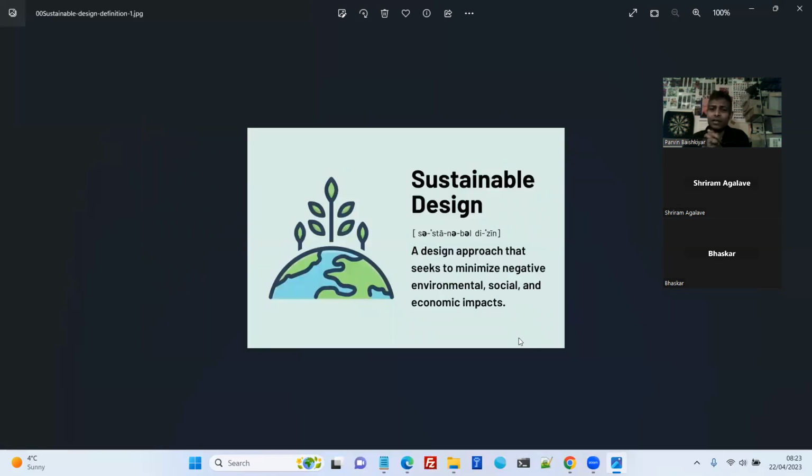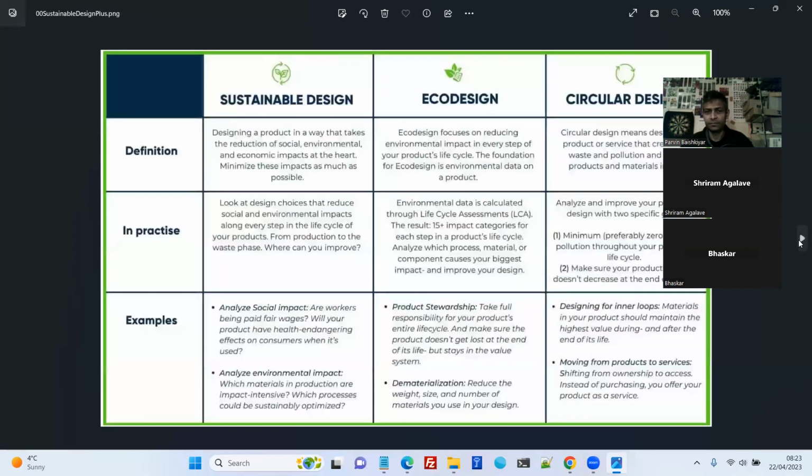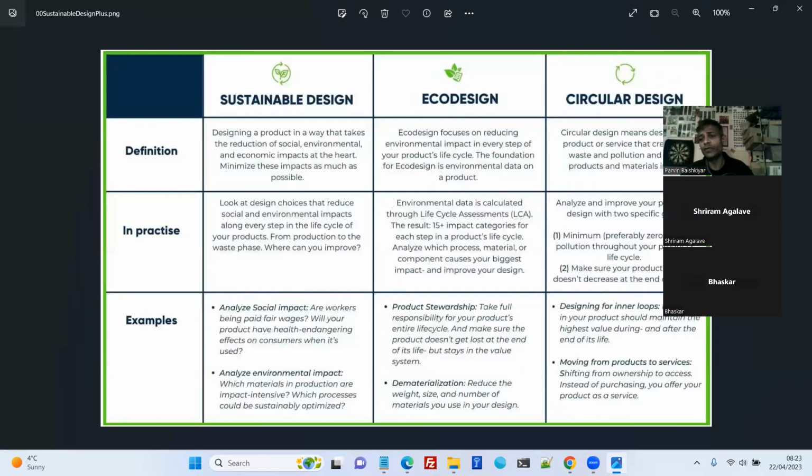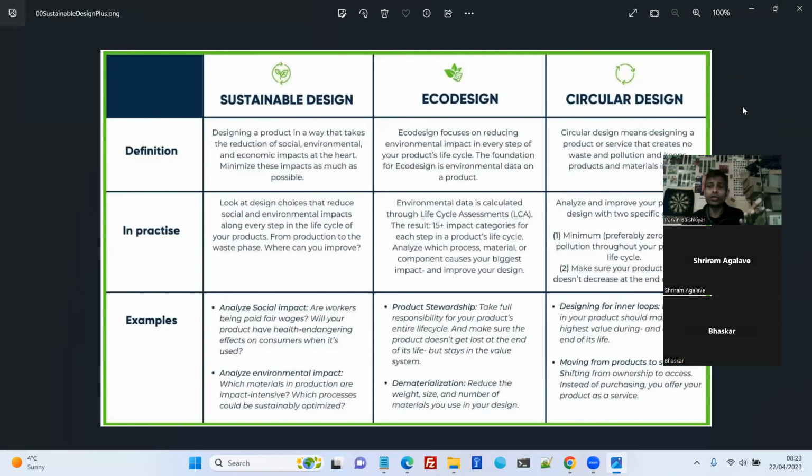So what is sustainable design? This is a simple design approach that seeks to minimize negative environmental, social, and economic impacts. When we come to sustainable design, there are a few other terms we need to be familiar with, which are also used quite frequently along with sustainable. You must have heard of eco design, circular economy, circular design. The definition: designing a product in a way that takes the reduction of social, environmental, and economic impact to heart, and minimizes these impacts as much as possible.